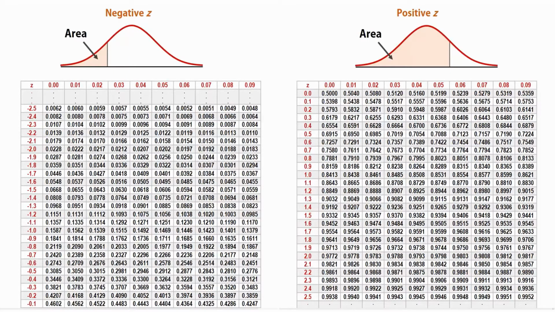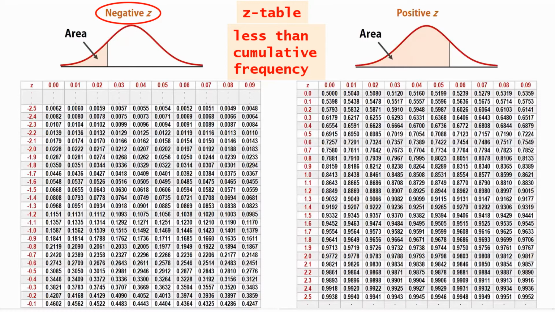And we are going to use this table. This table is called the z table, wherein we are going to use the less than cumulative frequency, where there is a negative z and a positive z. Now let us have an example.